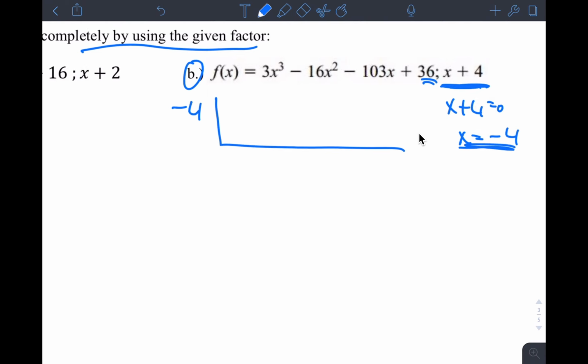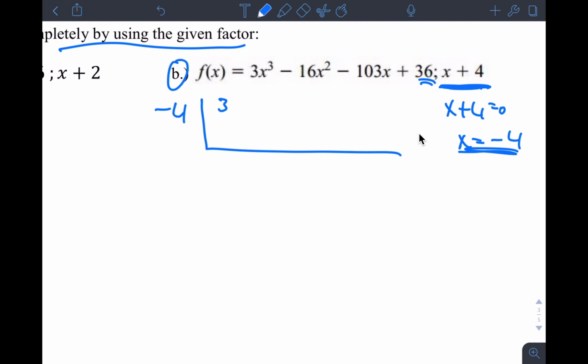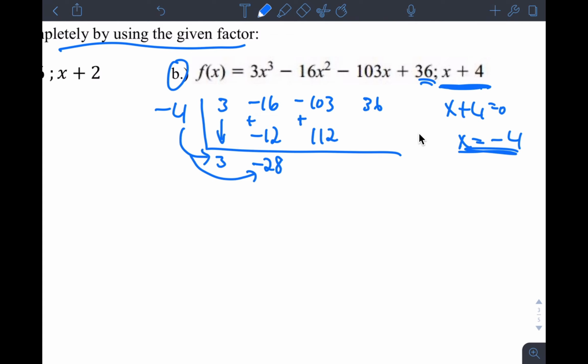So write down the coefficients. Let me zoom in here. So 3, -16, -103, 36, and then bring this down. You get 3. This is multiplication again, so I get -12. Add down, so I get -28. Multiply this. -4 times -28 is 112. Add down, so I get 9. Then multiply -4 times 9. And I get -36, then add down, and I get 0.